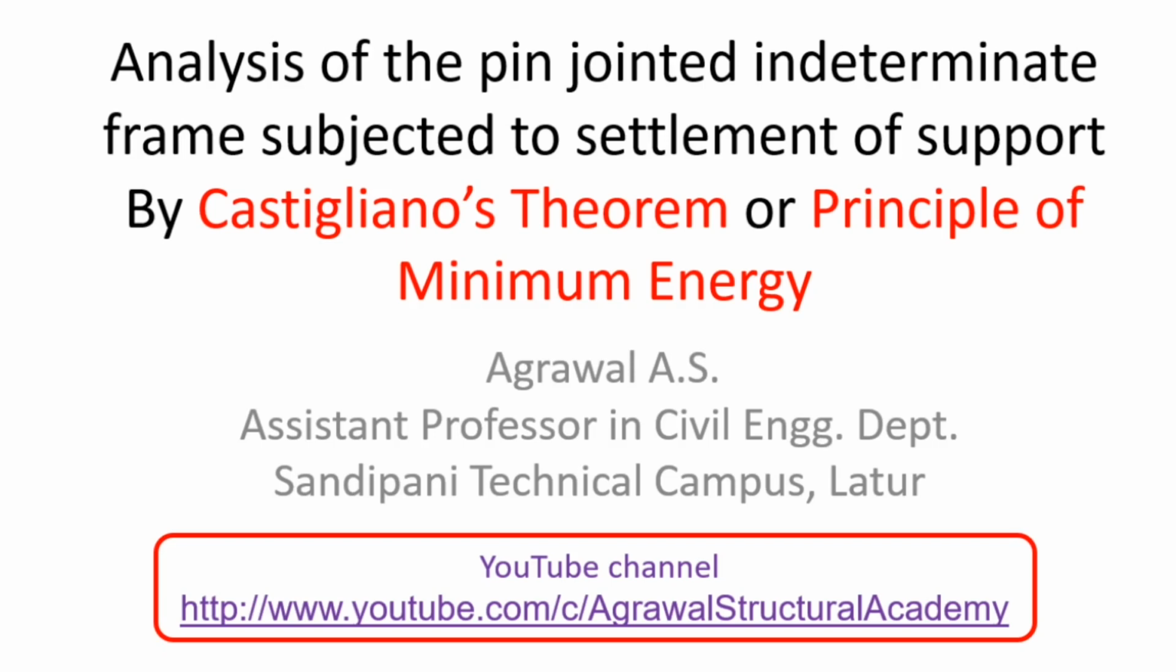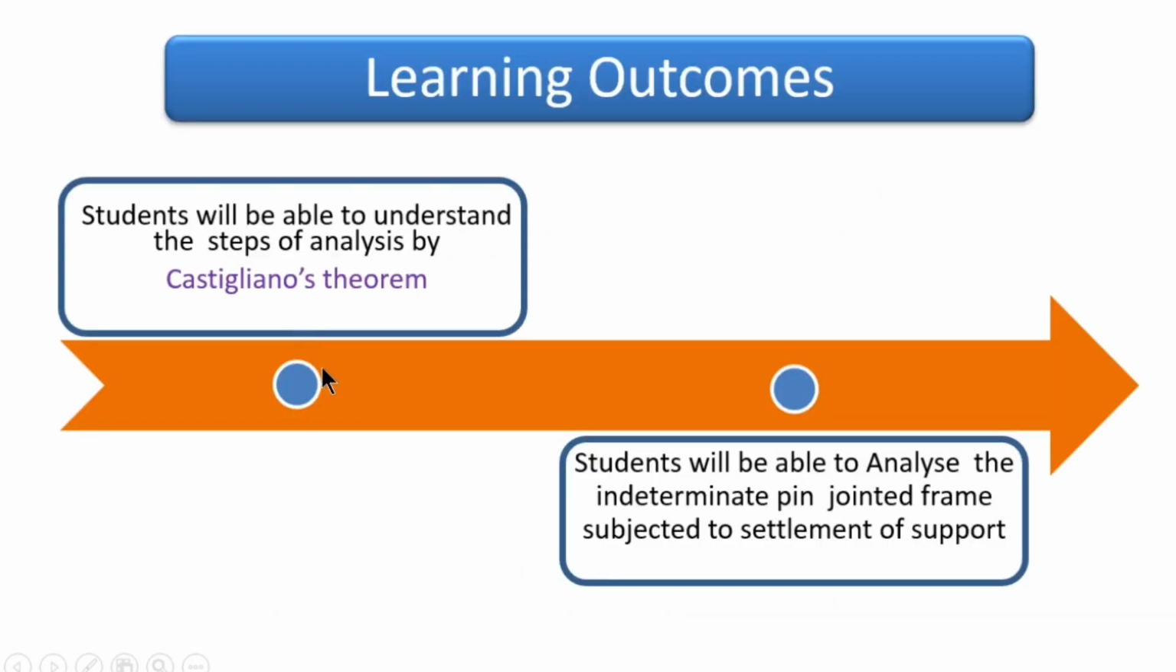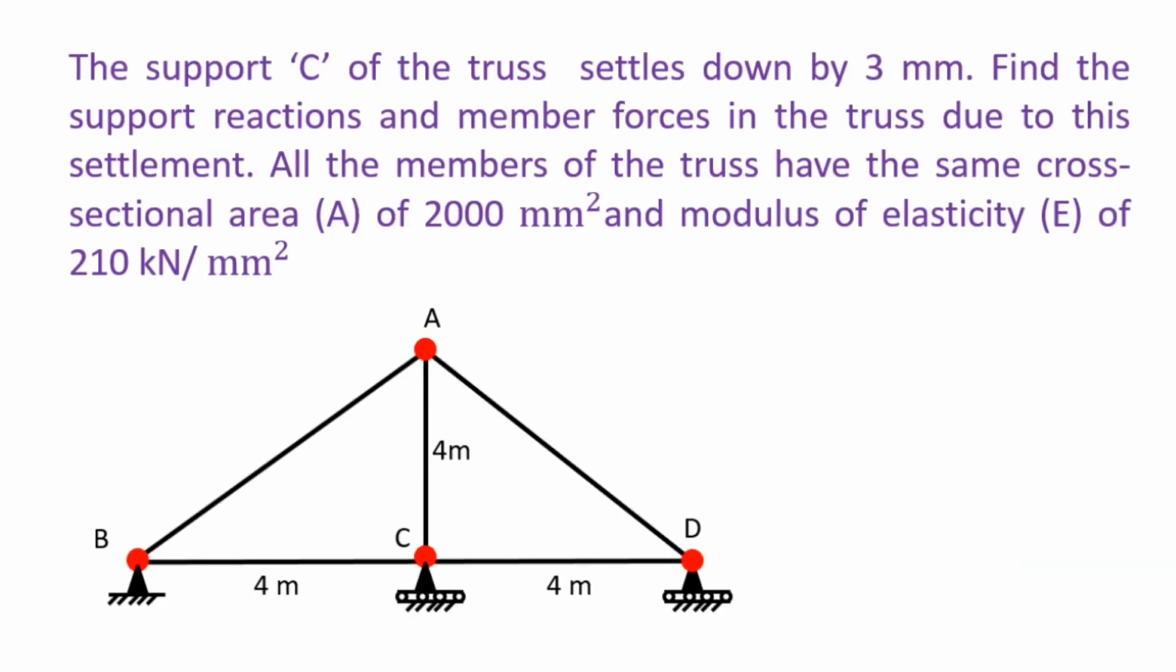And the topic is analysis of the pin-jointed indeterminate frame subjected to settlement of support by Castigliano's theorem, or the principle of minimum energy. Learning outcomes: a student will be able to understand the steps of analysis by Castigliano's theorem, and also be able to analyze the indeterminate pin-jointed frame subjected to settlement of support.